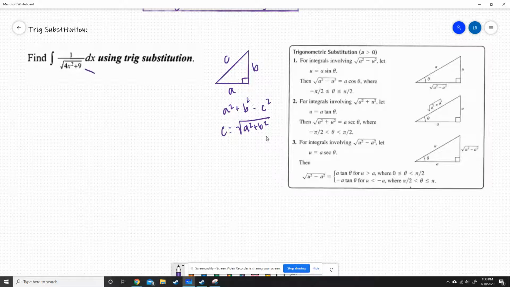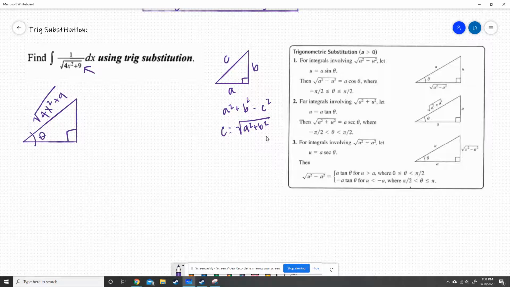That helps me figure out where things go on the triangle. Here, I have the square root of 4x squared plus 9, and that looks like it's definitely going to be a hypotenuse of a triangle. So if I draw out a triangle here, the hypotenuse is going to be the square root of 4x squared plus 9, which means that one of the sides is going to be 3 and one of the sides is going to be 2x. How did I know that? Well, I took the square root of each component of that.